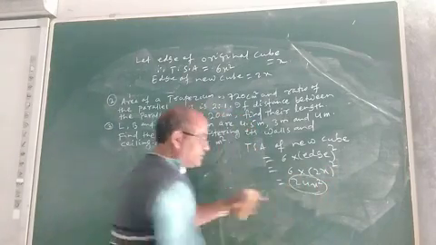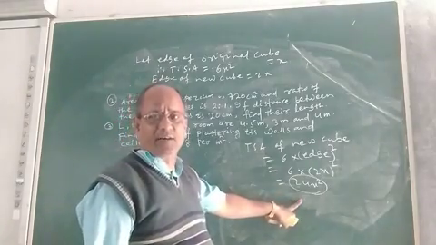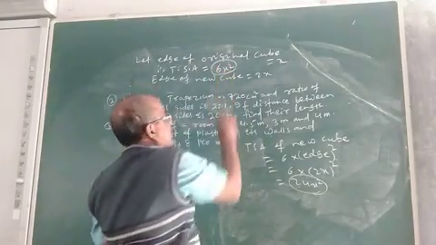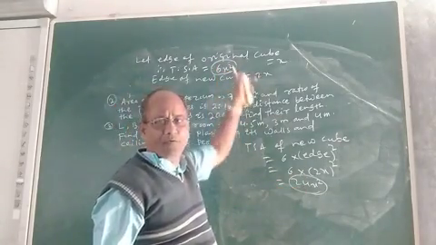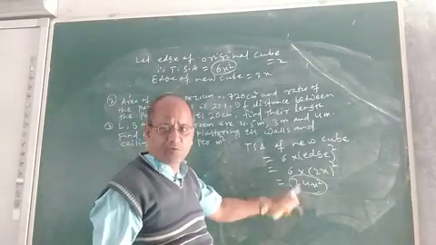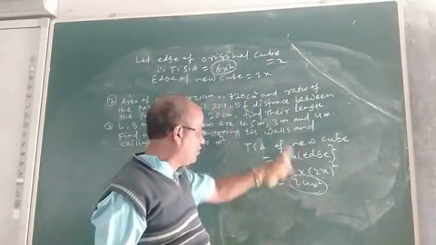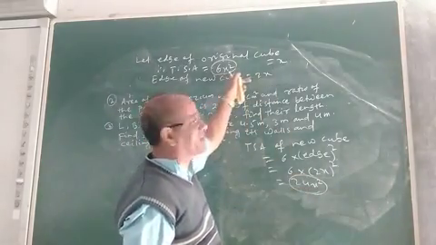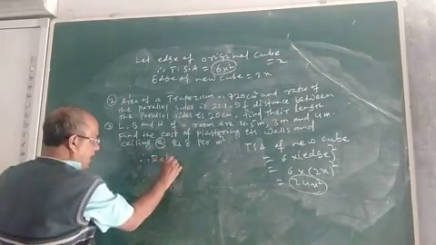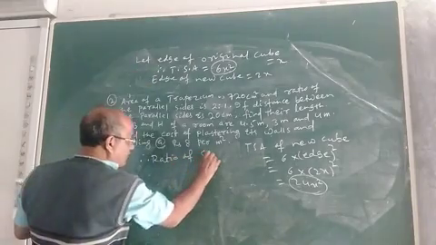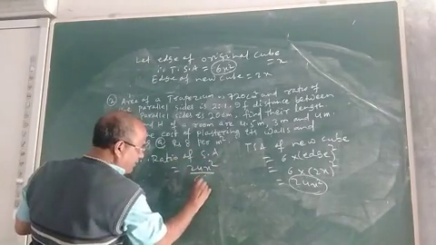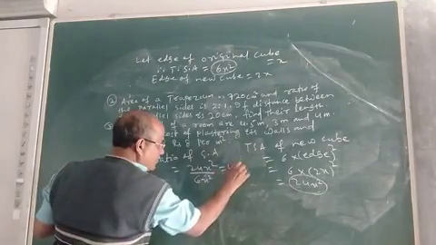Now this is the total surface area of the new cube, and this is the total surface area of the original cube. Then we have to find the ratio. To find the ratio of the total surface area of the new cube to the original one, we will divide 24x square by 6x square. Therefore the ratio of surface area will be 24x square divided by 6x square, which will be 4:1.